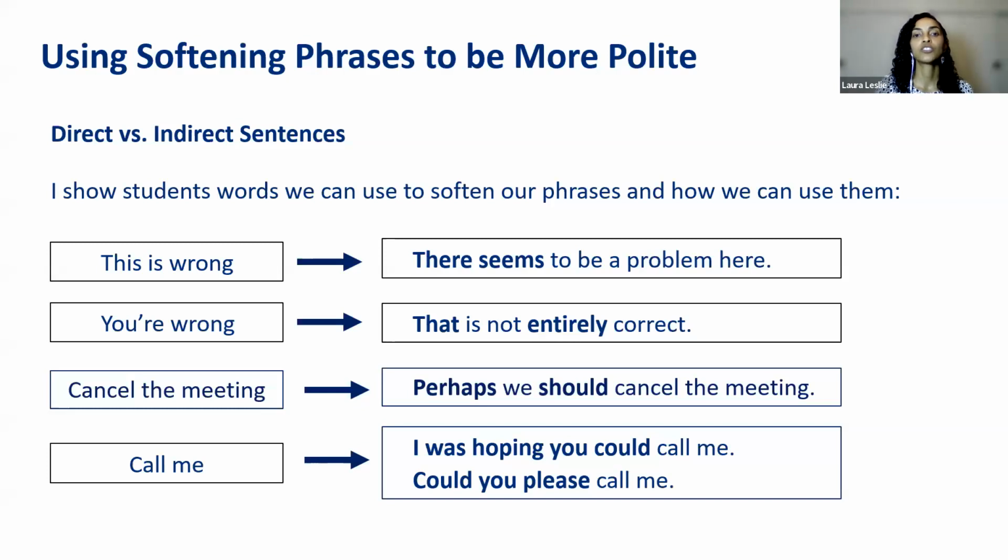I introduce my students to different softening phrases and then sentences for how they can use them. So for example, this is wrong could be, there seems to be something wrong. You're wrong could be, that is not entirely correct. Cancel the meeting could be, perhaps we should cancel the meeting. And call me could be, I was hoping you would call me, or could you please call me?